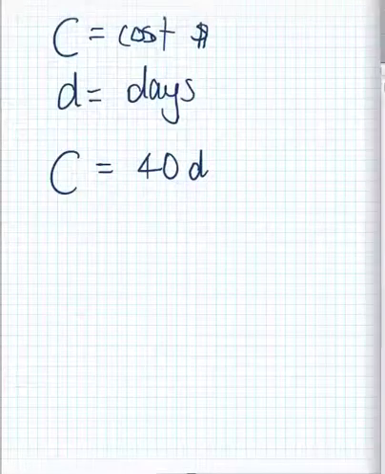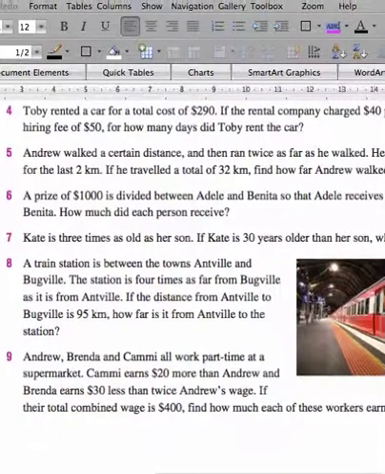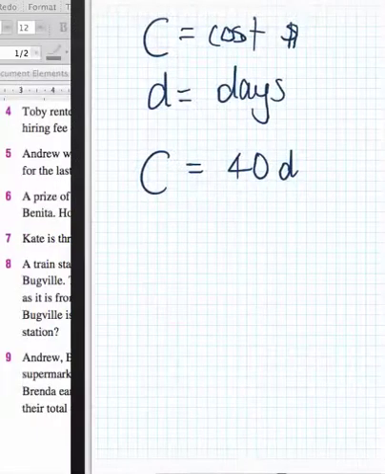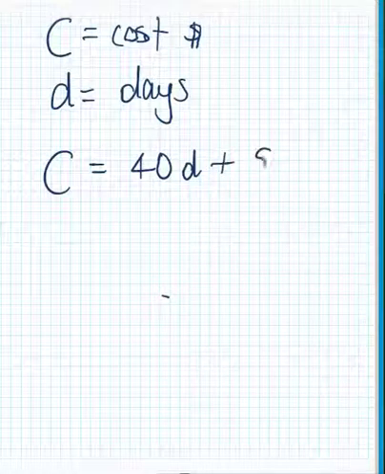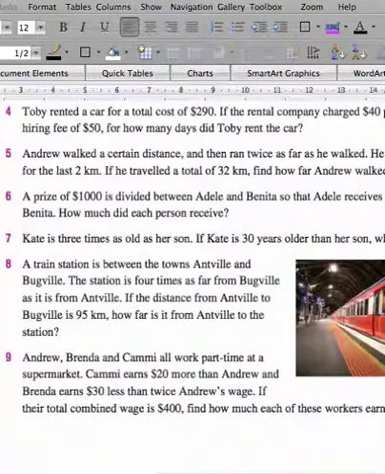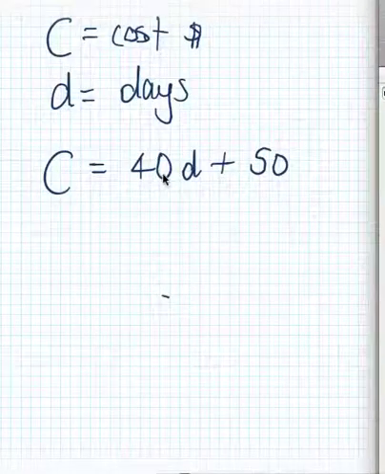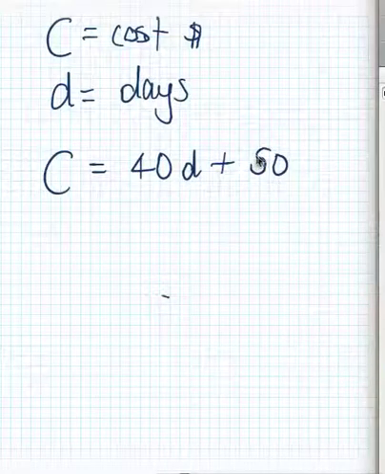And let's continue reading. Plus a hiring fee of $50. So you have to pay that one-off fee to hire the car. That probably covers office costs, paperwork and things like that. So we have to include that, plus 50. And there we have it. There we have our equation for that problem. So that equation shows the cost the company charges, $40 per day plus the $50 office fee or hiring fee.